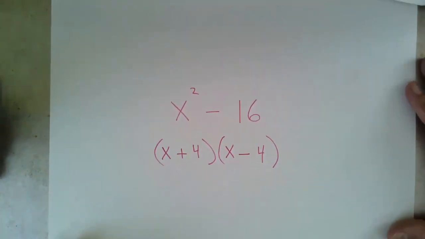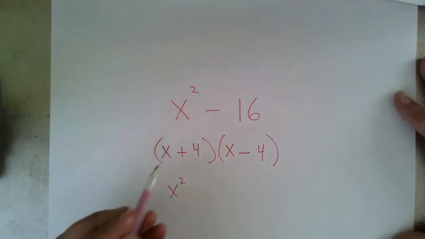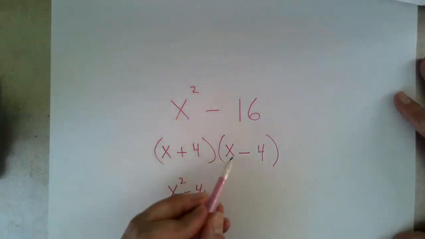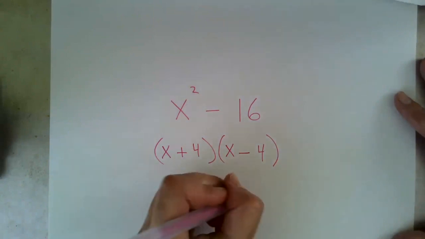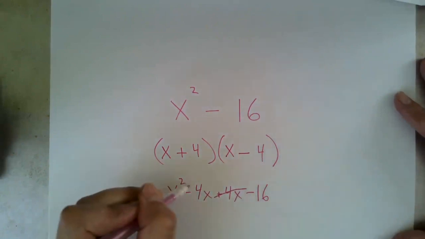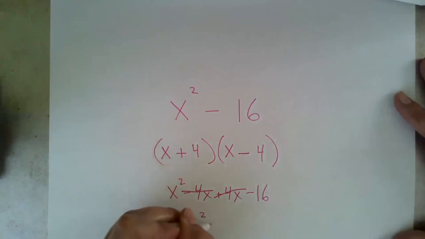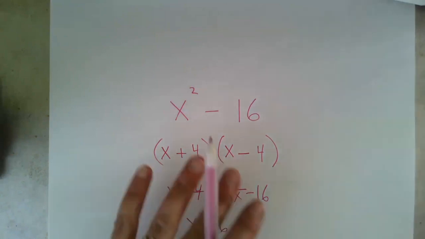And just to show you again how this works, x times x is x squared, x times minus 4 is minus 4x, 4 times x is plus 4x, 4 times negative 4 is minus 16. 4x and minus 4x cancel, leaving me with x squared minus 16, a difference of squares, and there's my factorization of it. Let's do it again.